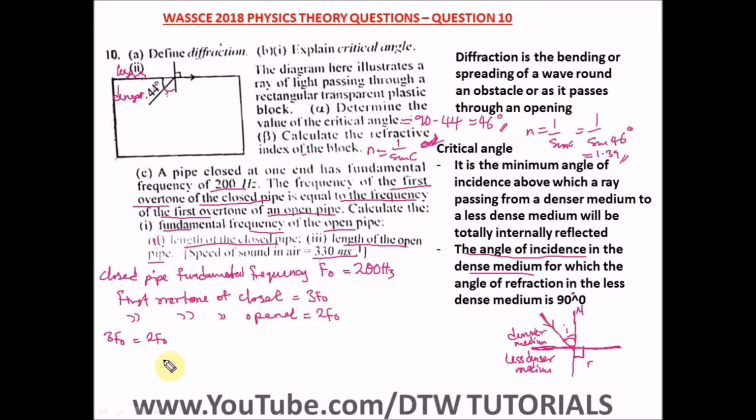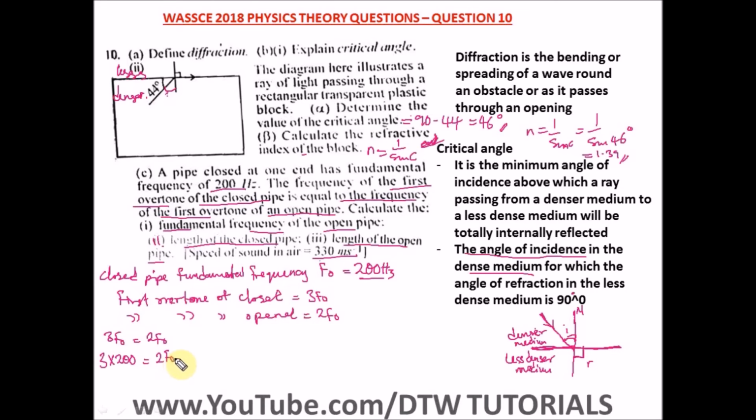So from here it is easy for us to get the fundamental frequency of the open pipe. Since the first overtone of the closed pipe is equal to the first overtone of the open pipe, and we have the fundamental frequency of the closed pipe as 200, 3 FO is our first overtone. So 3 times 200 is equal to 2 FO, the fundamental frequency of our open pipe, which is what we're looking for.